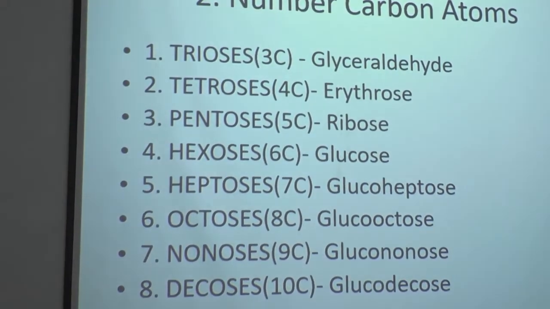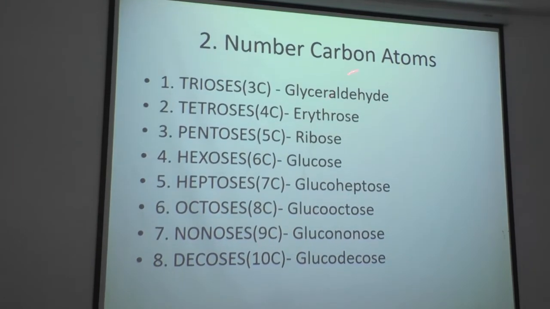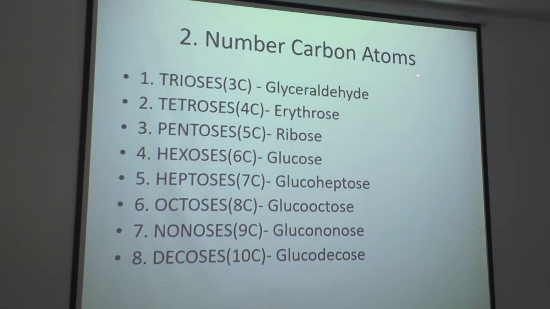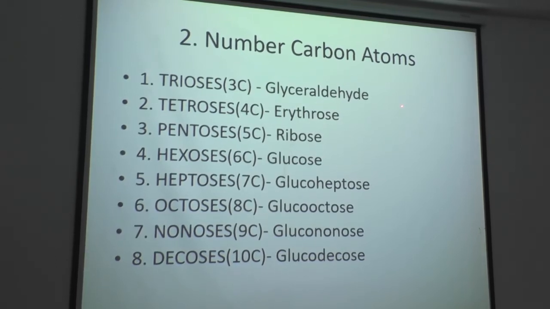Give an example of one hexose sugar, one octose sugar, one monose sugar. Now all these are aldose sugars. Their counterpart is also there. What is the counterpart of this one here? Keto sugar, dihydroxyacetone. What is the counterpart of erythrose? Erythrulose.